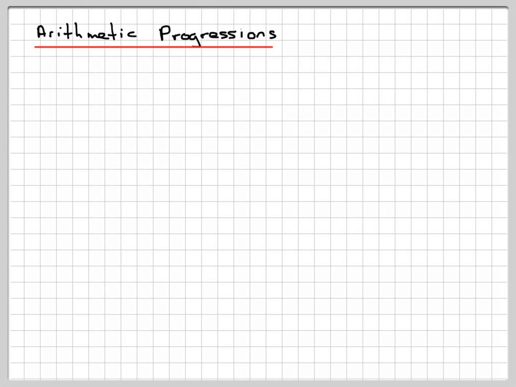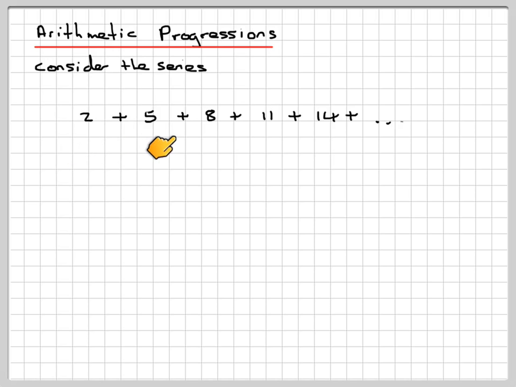Arithmetic progressions. Consider the series, and a series is when you add the terms of a sequence together. A sequence is when you have 2, 5, 8, 11, 14. When you add them together, you get what's known as a series.